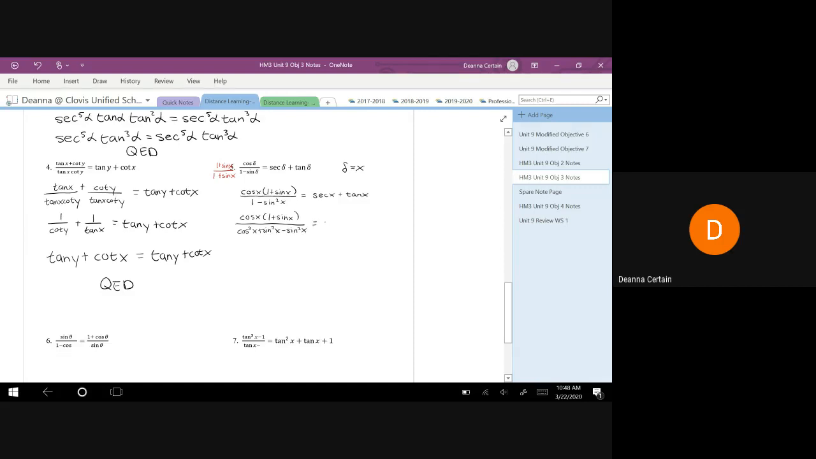Okay. This then allows for a couple of different simplification steps to take place. First up, my sine squareds are going to cancel. And then I have a cosine on top and 2 cosines on bottom, and so one of those cosines can cancel. So I'm looking at (1 plus sine x) over cosine x equals secant x plus tangent x.